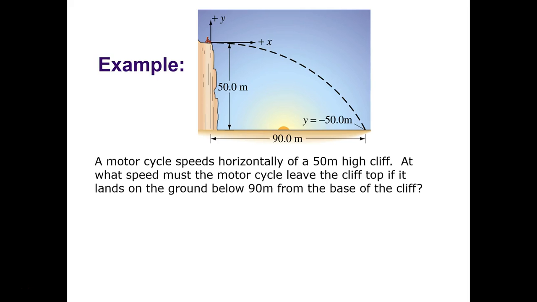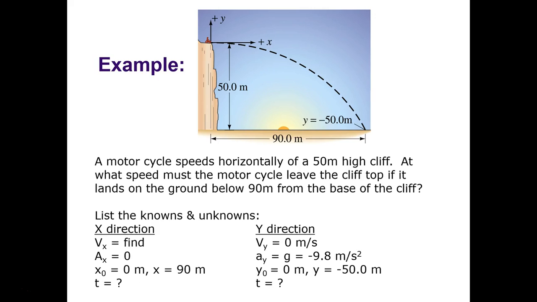So we have a problem, and I want to do this one example problem before I end this video. A motorcycle speeds horizontally off a 50-meter high cliff. At what speed must the motorcycle leave the cliff if it lands on the ground 90 meters from the base of the cliff? Well, the first thing that we have to do is always draw your picture, but the picture is provided for us.